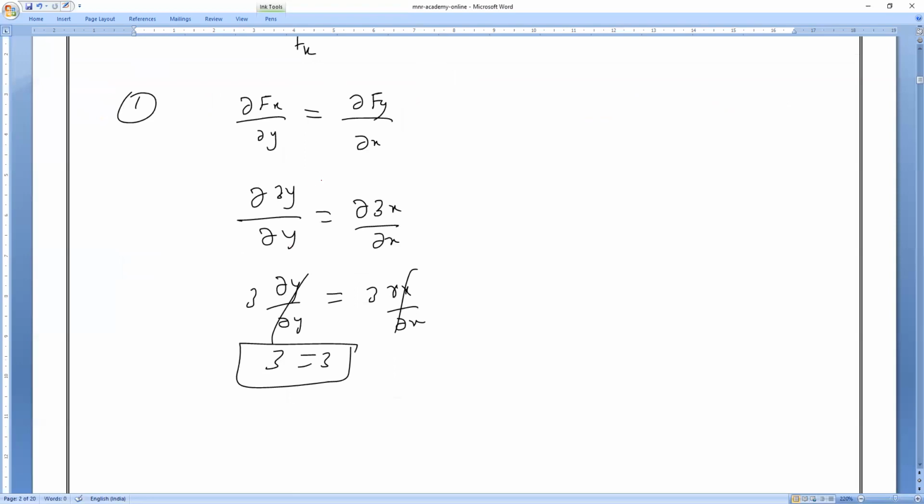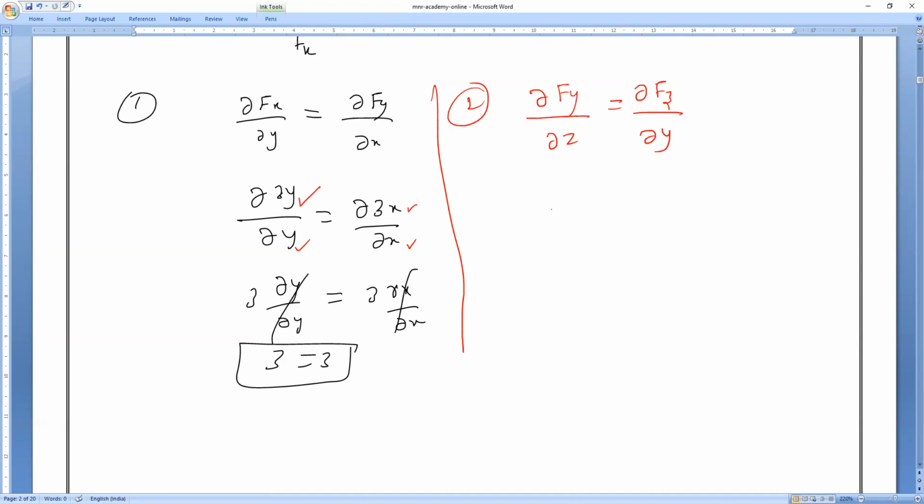Now here, it is a similar quantity, y and y, x and x. All of you understand? Next, rule number 2. Rule number 2, tell me what is that? dfy divided by dz is equal to dfz divided by dy. So dfy, what is the value? 3x. Am I right or wrong? Divided by dz. So with respect to z, is it possible to differentiate x? No, the value is 0, which is equal to dfz.